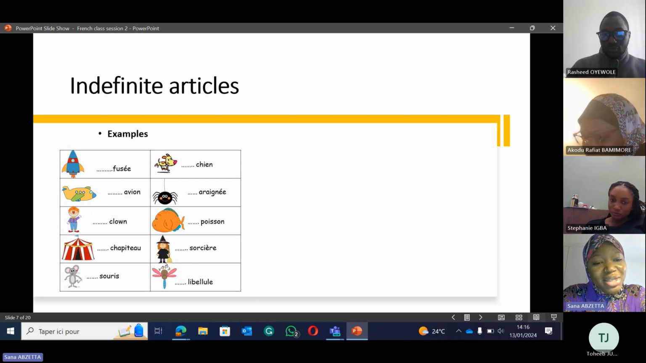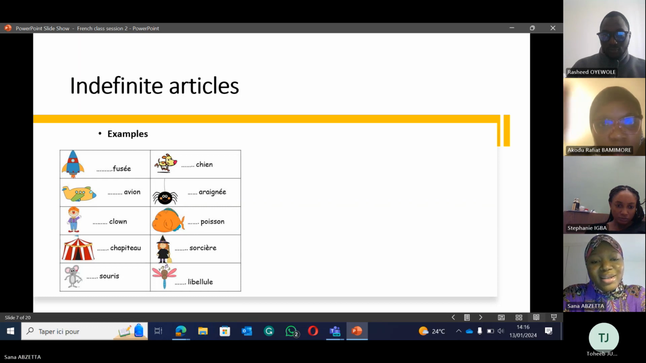Can you see these images with the word? You see fusée, avion, clone, chapiteau, souris, chien, araignée, poisson, sorcière, and libellule. Can you see the word? Yes, we can. Okay, I want you to try to put an article in front of this word. For example, what do you think? Do you say un fusée or une fusée? Do you think that fusée is masculine or feminine?